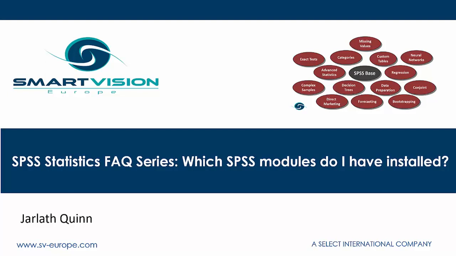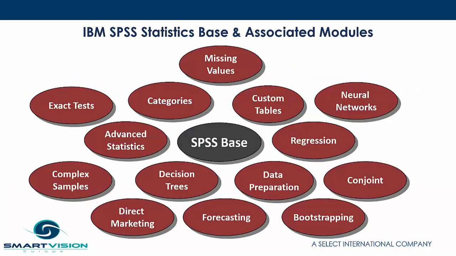A very common question that a lot of SPSS users ask is which SPSS modules do I actually have installed? So SPSS Statistics is comprised of a base system that provides a lot of the core functionality, but there are a number of optional add-on modules which appear as additional dialog boxes which enrich the base functionality, and these optional add-on modules provide additional functionality in specific areas such as time series analysis or decision trees or advanced statistics.